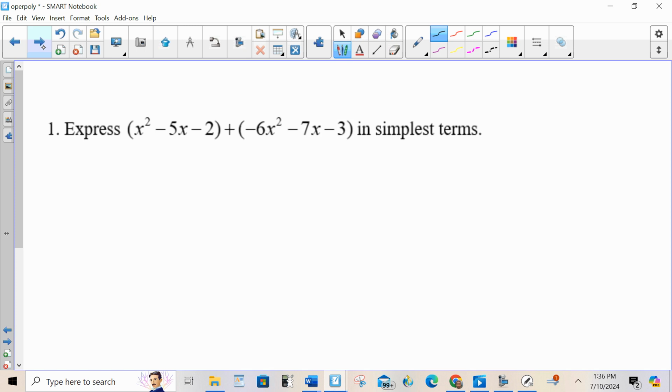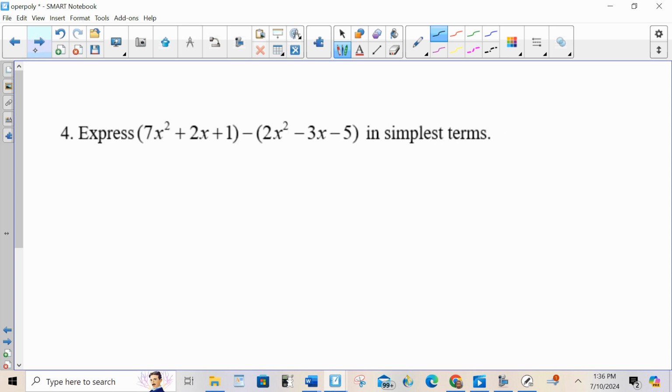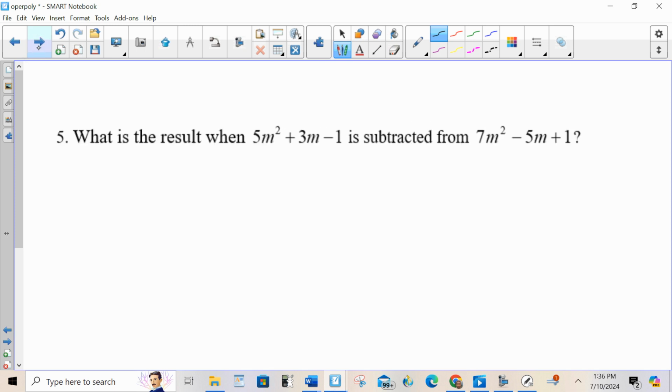So I'm not going to go through every single little thing here. I'm going to jump right to from comes first. What is the result when 5m squared plus 3m minus 1 is subtracted from 7m squared minus 5m plus 1?